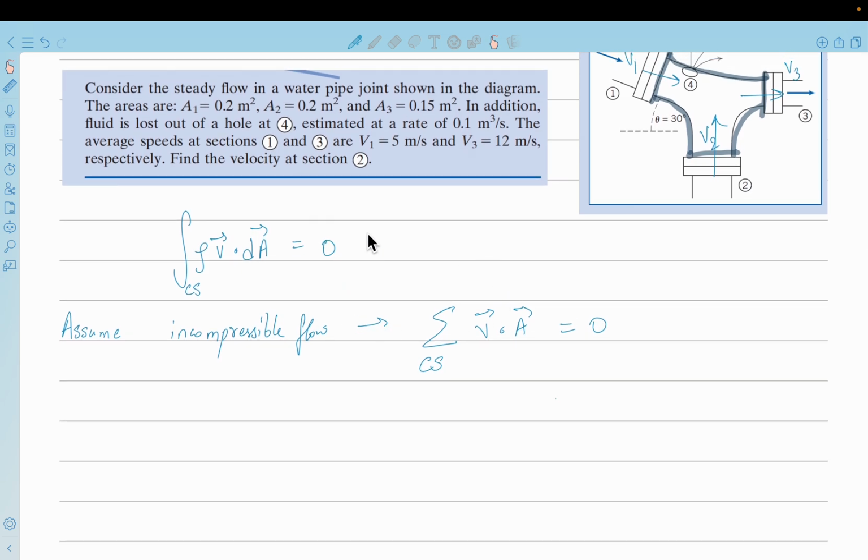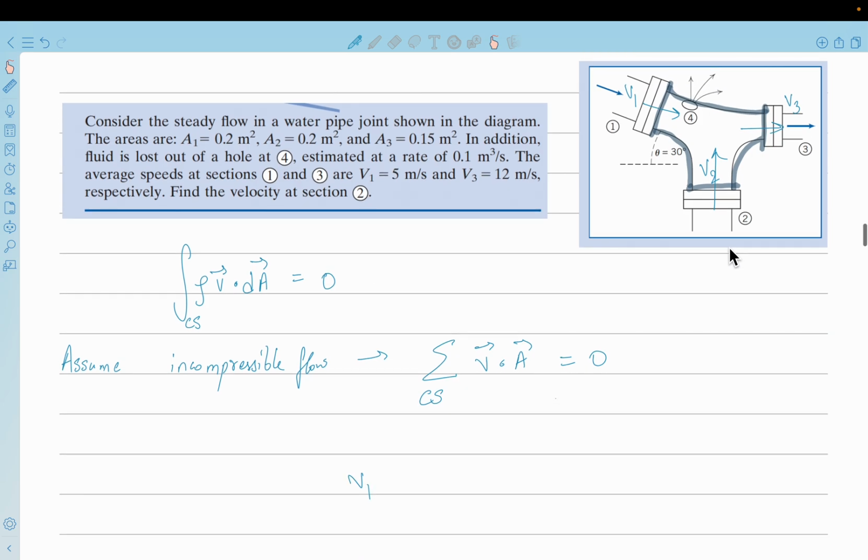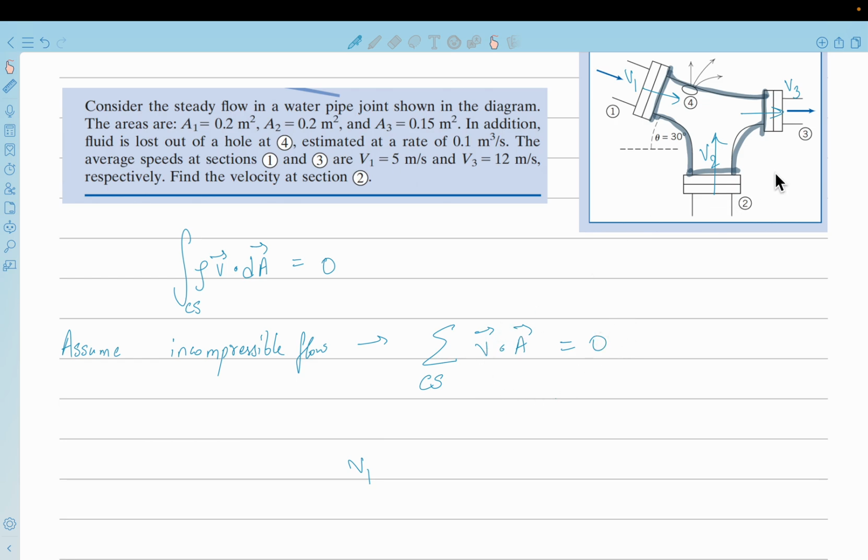We know the areas, so we can write v1, and again v dot A. So what is v? How do we find the dot product here? The flow is normal to the surface, so the dot product is vA cos theta. So cos theta is just 1 if the flow is normal to the surface. So v1 into A1 plus v2 into A2 plus v3 into A3 is equal to 0.